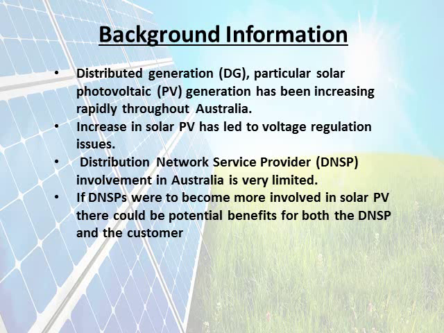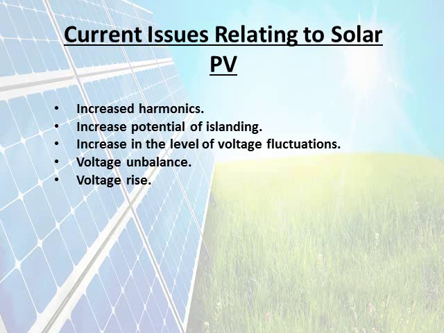Currently in Australia, distribution network service providers, or DNSPs, have had very little involvement in residential solar PV beyond connecting the system to the LV network and providing a feed-in tariff for any excess energy that's exported back to the grid. If DNSPs were able to provide services related to solar PV that guarantee customer income, minimise customer disconnects, and provide energy storage as well as voltage control capabilities, there could be potential benefits for not only the DNSP but the customers as well. It can have several adverse effects on distribution networks.